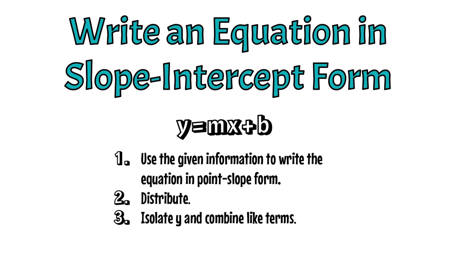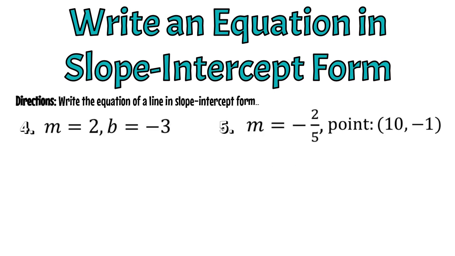In these cases, we need to use these 3 steps. The first step is to use that given information to write the equation in point-slope form, which was the video previous to this. When we write the equation in point-slope form, then we can distribute the slope and then isolate y and combine like terms. So let's do some examples.